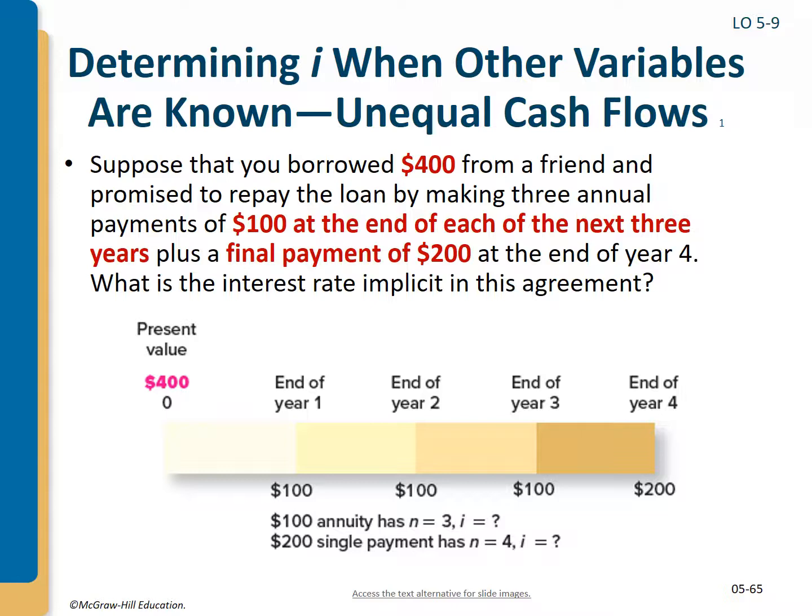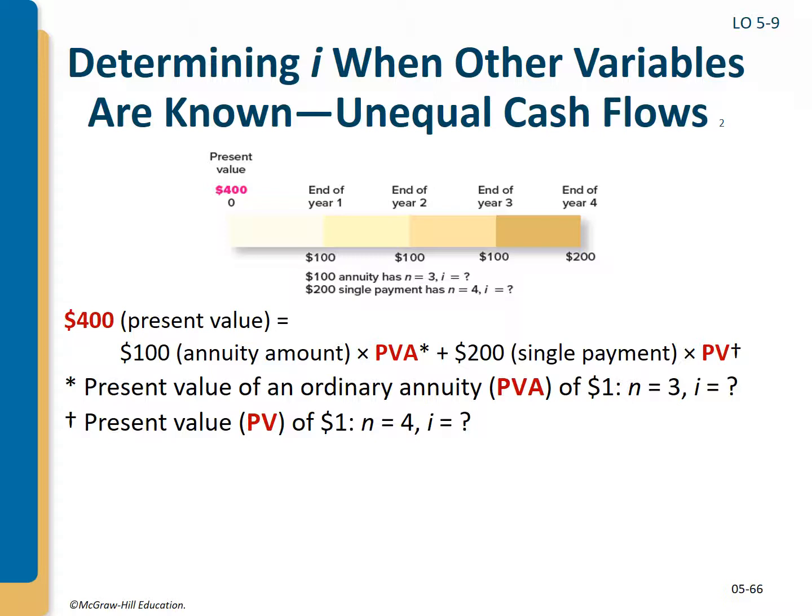So there's the picture. So what we do is we say 400 equals $100 times the present value of an annuity plus 200 times the present value of 1. We know there's 3 periods for the annuity calculation, but there's 4 periods for that $200 calculation.